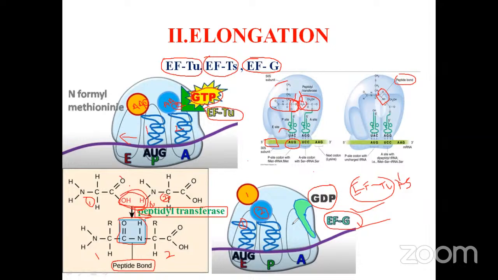After it occupies the A site, what will happen? It will translocate to the P site. Before it is translocated, what happened? GTP converts into GDP, with the EF-G factor. Where is the attachment to transfer to the P site? Is there any connection?